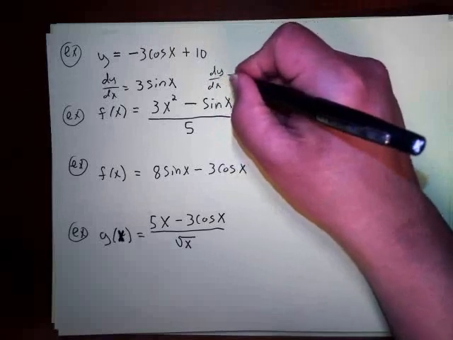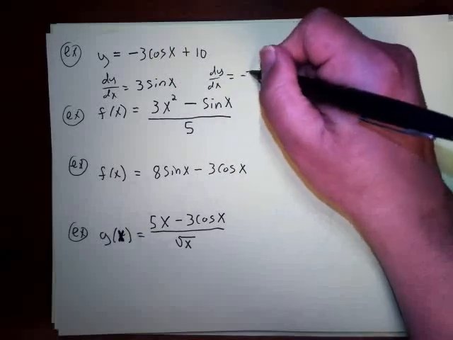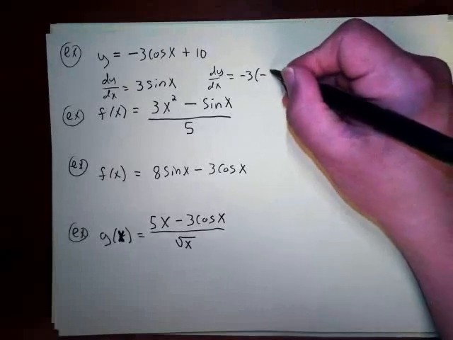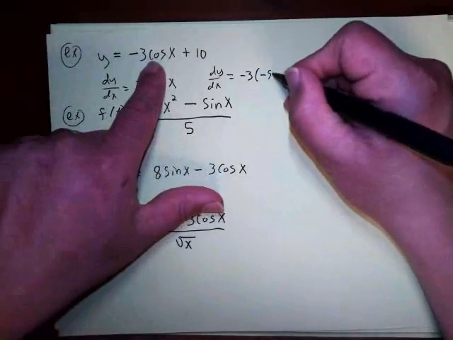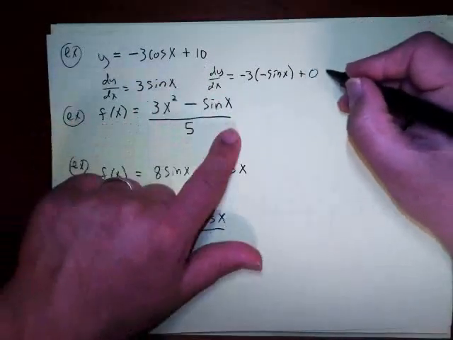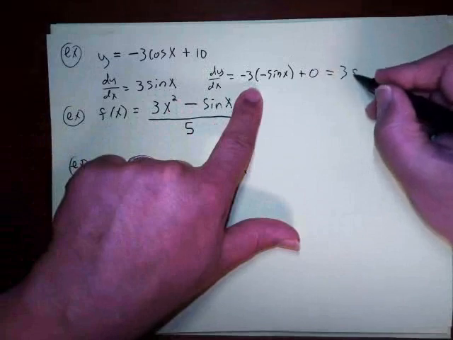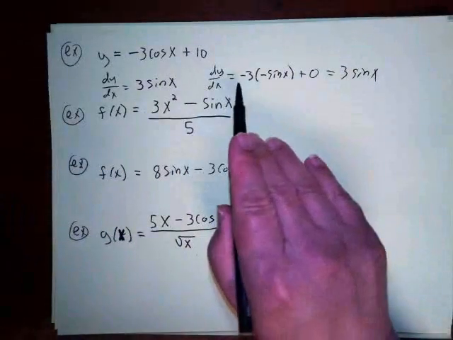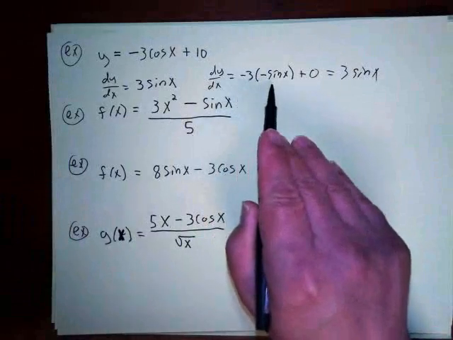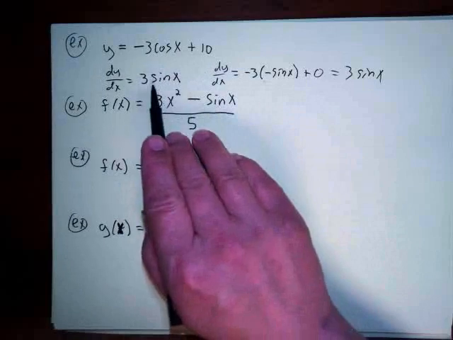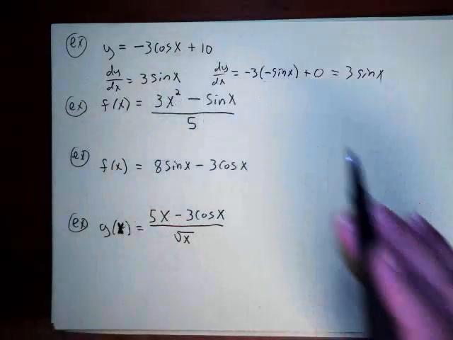Okay, I suppose I could have broken this down a little bit more like this, d dx, or dy dx. I could have done the constant multiple rule, the opposite of the cosine is the opposite of sine of x, and then the derivative of 10 is just 0, and then this would have been 3 sine of x. That might have made it a little more clear. But since the constant multiple is negative and the derivative of cosine is the opposite of sine, then together they become positive 3 sine x.